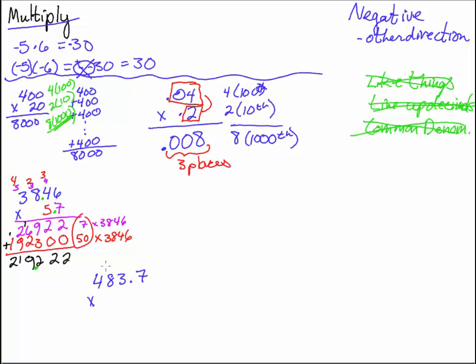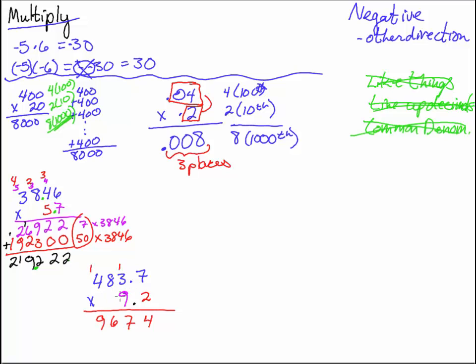483.7 times 9.2, and I'll do it in different colors so we can see it again. Let's do it. 2 times 7 is 14. We're ignoring the decimals right now and just getting the numbers. We'll do the decimals at the end. 2 times 3 is 6, plus 1 is 7. 2 times 8 is 16. And 2 times 4 is 8, plus 1 is 9.